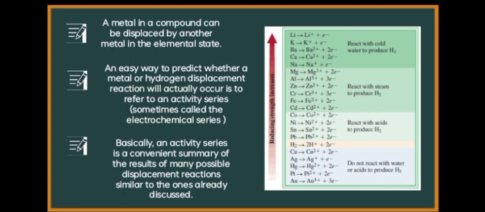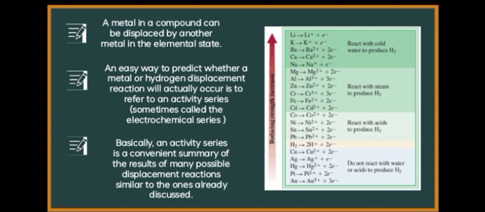An easy way to predict whether a metal or hydrogen displacement reaction will actually occur is to refer to an activity series, sometimes called the electrochemical series. As you can see in the figure shown on the right side of the screen, that is called the electrochemical series. Basically, an activity series is a convenient summary of the results of many possible displacement reactions similar to the ones already discussed.